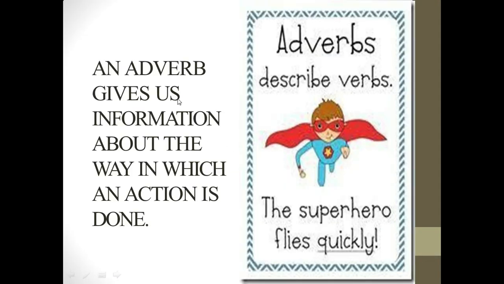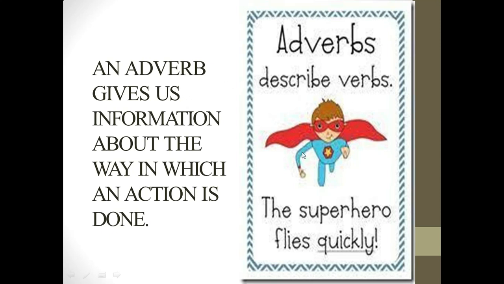So here is the definition of adverb. An adverb gives us information about the way in which an action is done. So it means that an adverb is a word that tells you something about the verb. There is a difference between adverb and adjective. Adjective is also a describing word and adverb is also a describing word. But what is the difference between them? Adjectives describe the noun and adverbs describe the verb. So this is the only main difference. Both are describing words, but adverbs describe the verb.